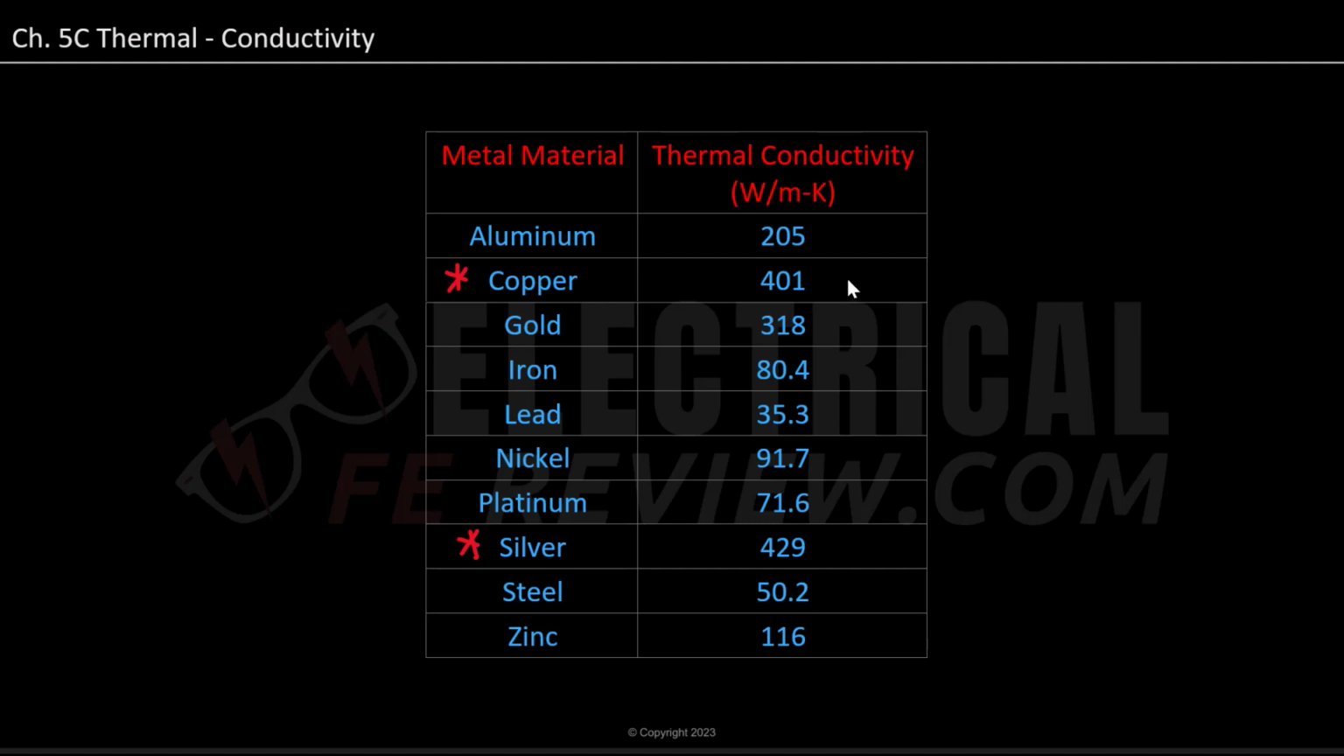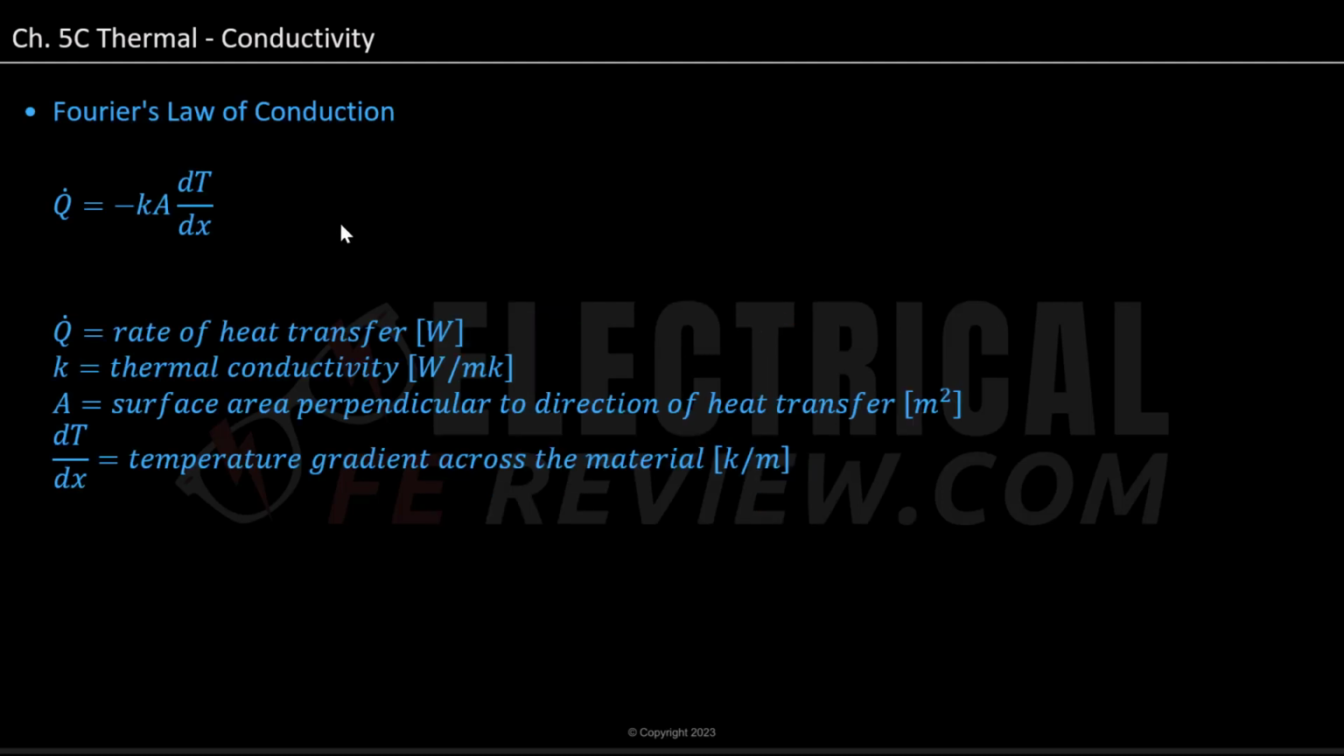Now that we've looked at this table, let's go ahead and look further into how we can define thermal conductivity. Another way to look at thermal conductivity is mathematically, using Fourier's law of conduction, where the rate of heat transfer, denoted as Q dot, is equal to negative K, our thermal conductivity, times A, our surface area perpendicular to the direction of heat transfer, multiplied by dT over dx, which is our temperature gradient across the material.